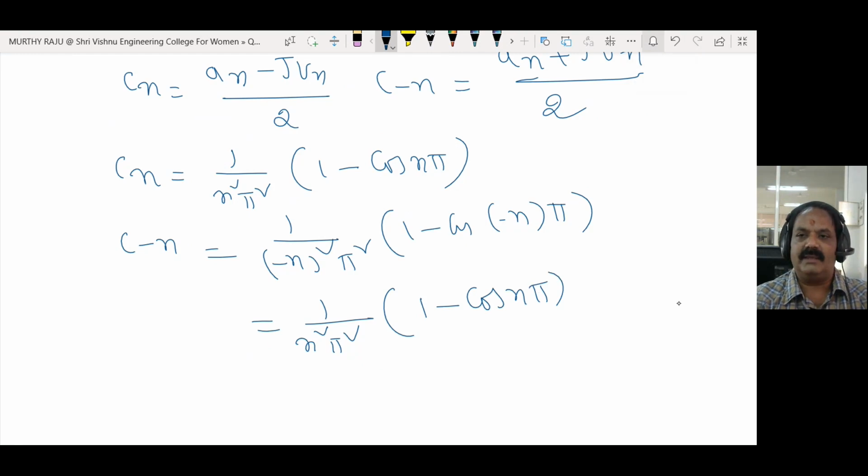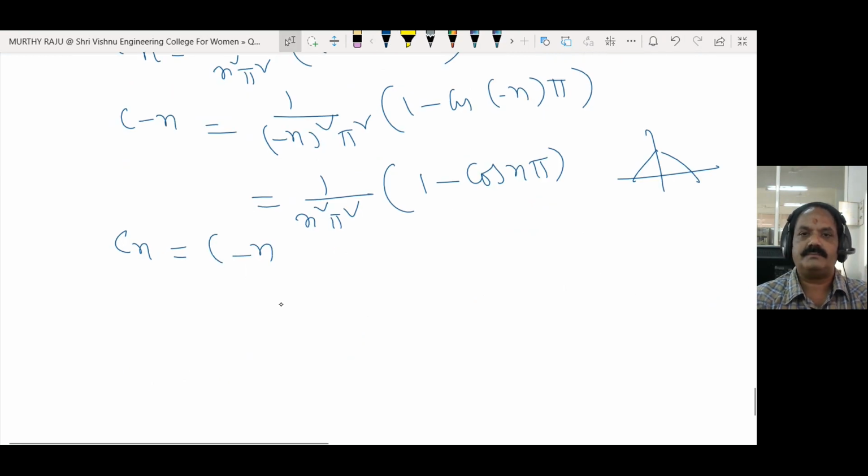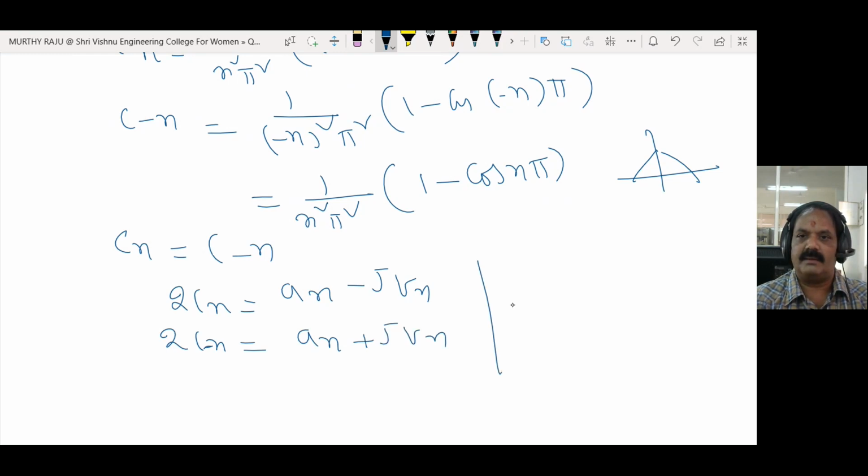This is the even symmetry waveform. Therefore, Cn is equal to C minus n. Both are equal. Therefore, 2Cn is equal to An minus jBn, and 2C minus n is equal to An plus jBn.